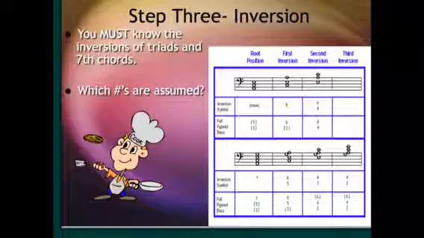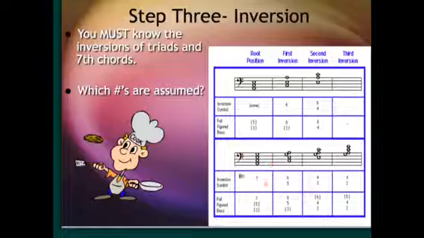Mr. Johnson, don't be so daft, you may say. There's no such thing as third inversion. Oh, but there is, my dear pupils. When you have a 7th chord, as we have discovered, it has 4 notes. So you are correct that we cannot have a third inversion triad because there's only 3 notes. However, with a 7th chord, we have 4 notes, so we can have 3 different inversions.